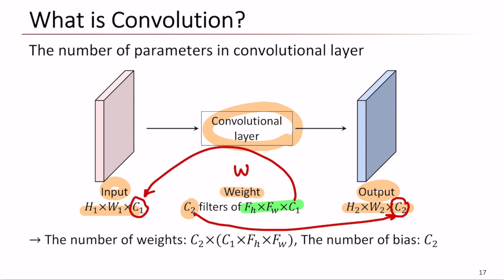Then, in other words, this convolution layer has C2 times C1 times FH times FW weights, and additionally has bias. The number of bias is C2, the same as the number of filters. Anyway, this is the learnable parameter in one convolution layer, in this case W and B. Then we can generate output of size H2 by W2 by C2. 자, 여기까지. 그래서 한국말로 한 번 정리하면 어렵지 않죠.